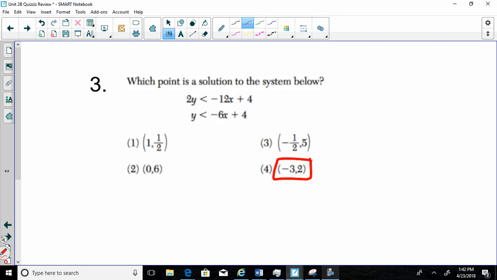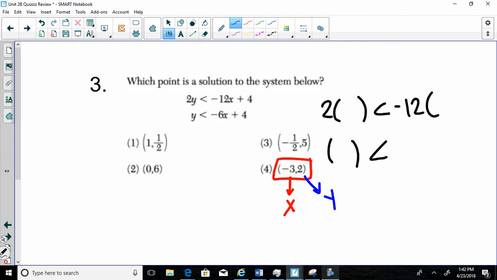What if it doesn't work for the first one? It's not. Cross it out. What if it works for the first one? You have to go to the second one. Because I'm sure one of these works for the first one, but not the second one. Does that make sense? So when you're given points, plug it in, plug it in.